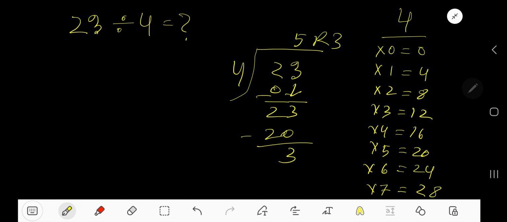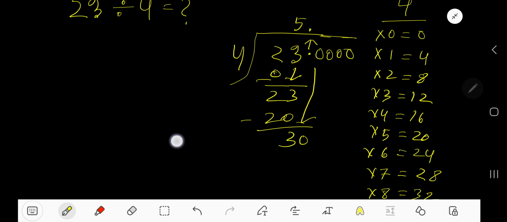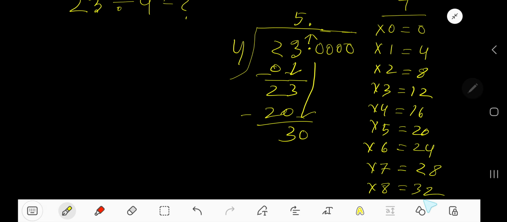But if you want to write your answer in decimal form, then take here a decimal and add a number of zeros. Bring down the first 0, but before the 0 there is a decimal. The decimal must come to the quotient directly. 4 goes into 30 how many times? 8 times is 32, which is greater, so 7 times. Write 7 here. 7 times 4, 28.